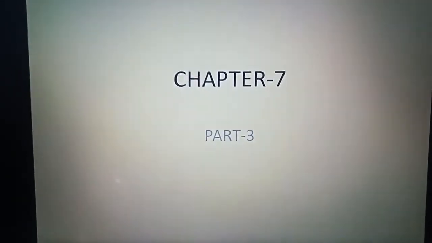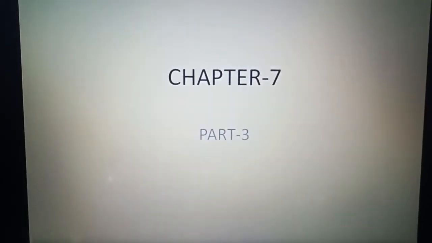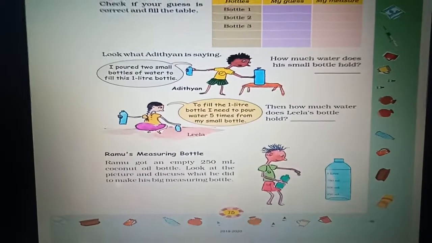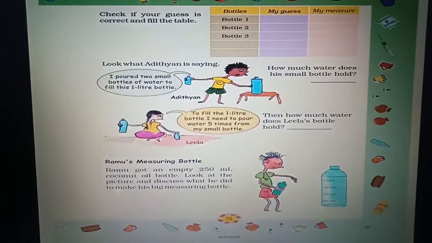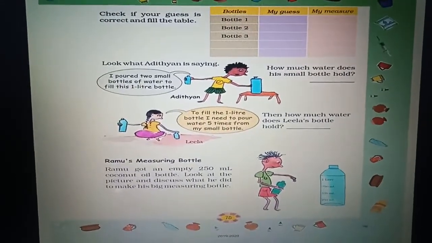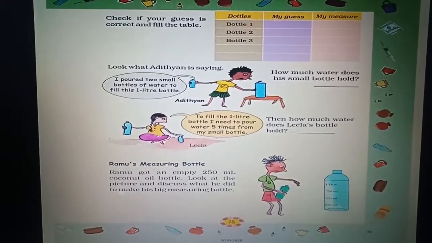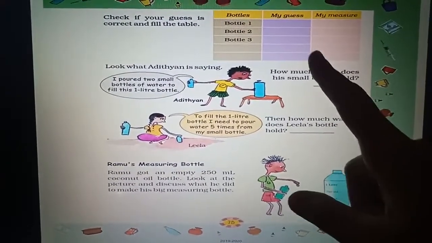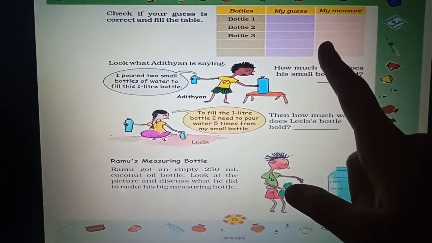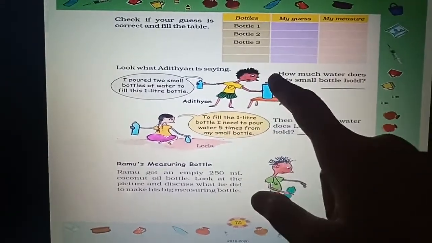Today we will start the third part of chapter 7. So on page number 75 you can see 3 questions are there. We will solve it. Check if your guess is correct and fill the table. Here is the guess, here is the measurement. This you will do on your own.